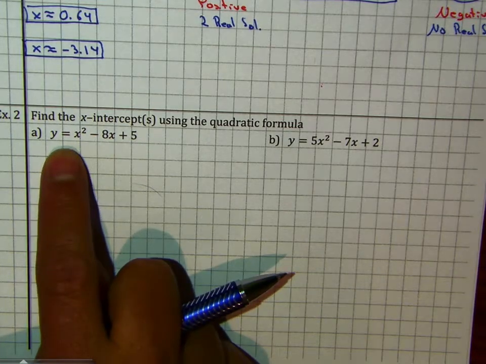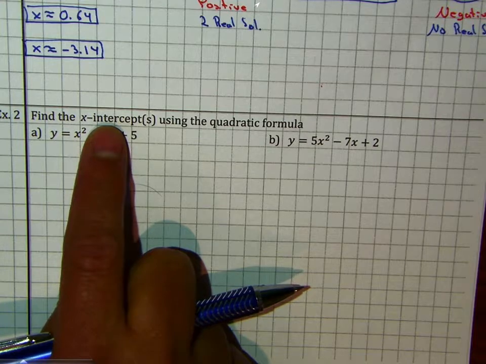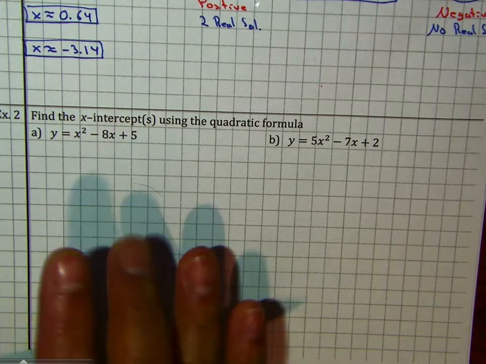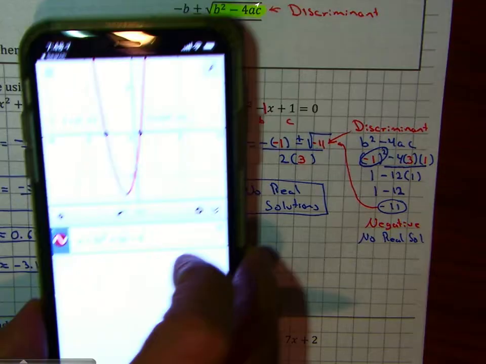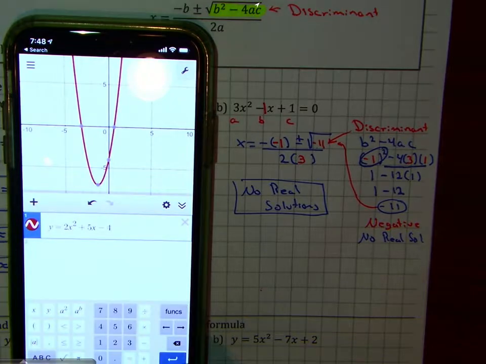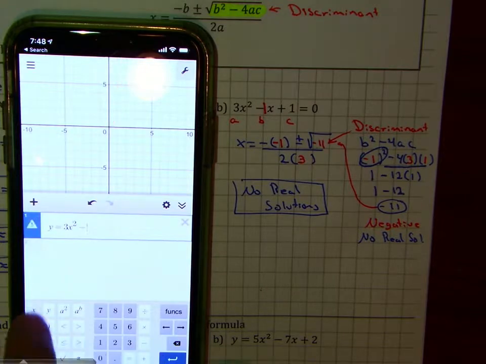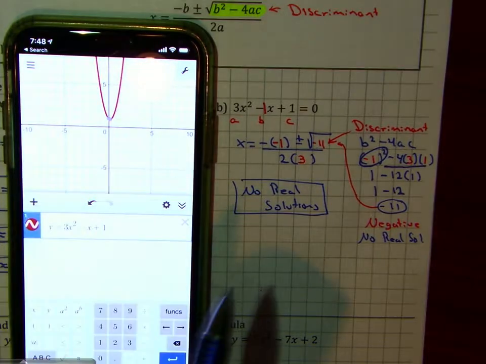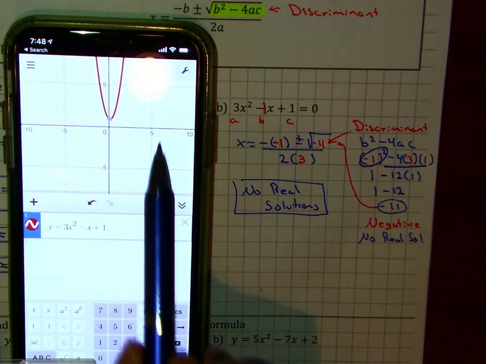So it says, find the x-intercepts. Notice that on the previous one it says solve, which is the same thing. Oh, and actually, let me go back to this. Let's go and graph it so you can see. We talked about this last time, but let me just graph it before I forget: 3x squared minus x plus 1. Notice that it doesn't cross the x-axis at all. So that's why there are no real solutions.